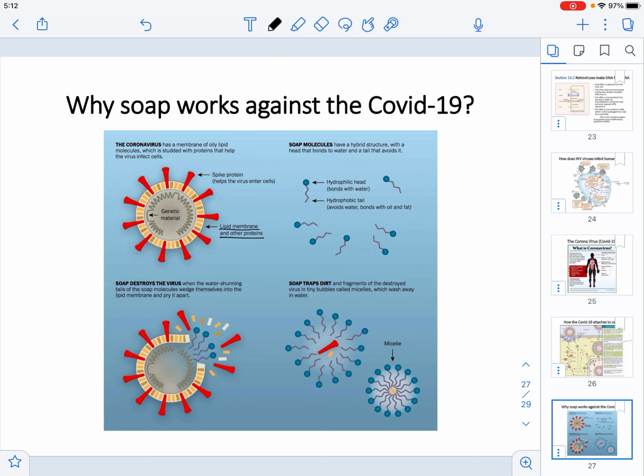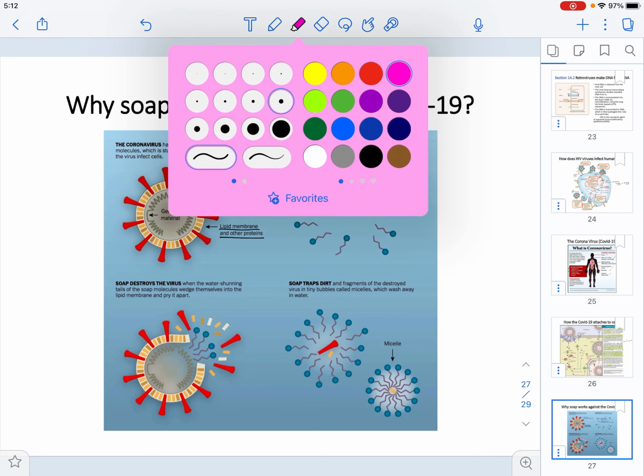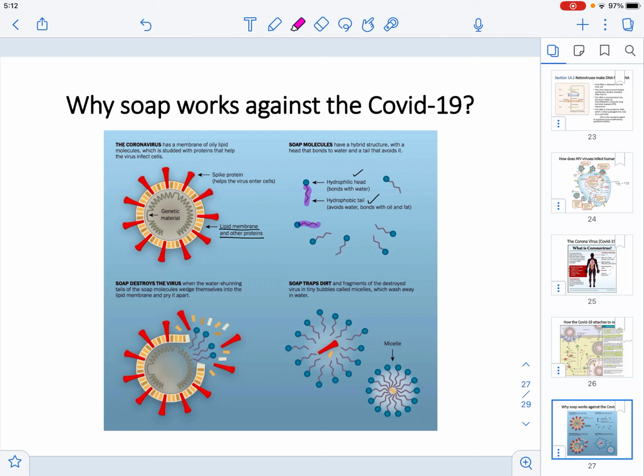when soap molecules interact with it, remember, a soap molecule is going to have a hydrophilic head and a hydrophobic tail. In essence, what happens is that this lipid membrane has components that are non-polar, and the soap is going to destroy the virus because the non-polar tails, which I'm highlighting in pink, are going to interact with the non-polar portion of our lipid membrane. And overall, since they wedge themselves into the lipid membrane, they are going to open it and pull it apart.